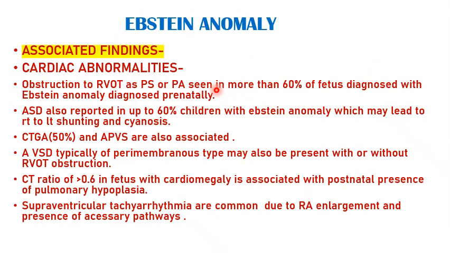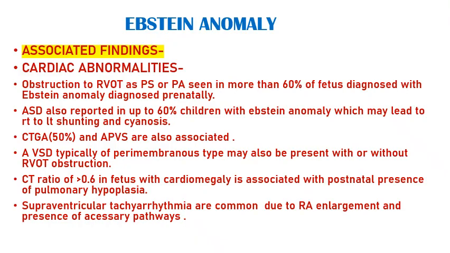Associated findings in cardiac abnormalities. There is obstruction to RVOT, as pulmonary stenosis or pulmonary atresia can be seen in more than 60% of fetuses diagnosed with Ebstein anomaly. ASD is also reported in up to 60% of children with Ebstein anomaly, which may lead to right to left shunting and cyanosis.